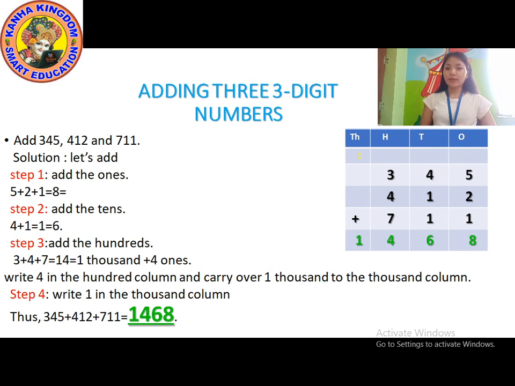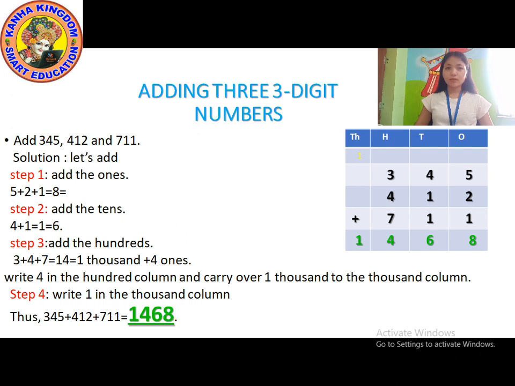And the fourth and last step is to write 1 in the thousands column. The 1 is the carry over which we carried over in the third step, right? So thus, 345 plus 412 plus 711 equals 1468.